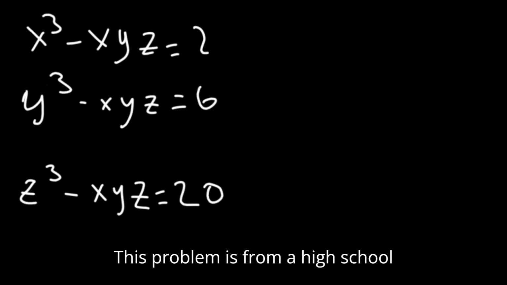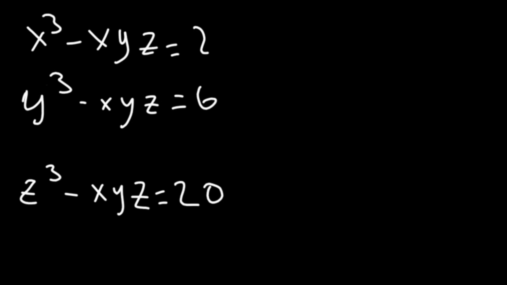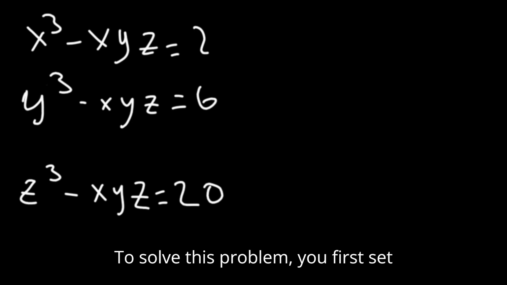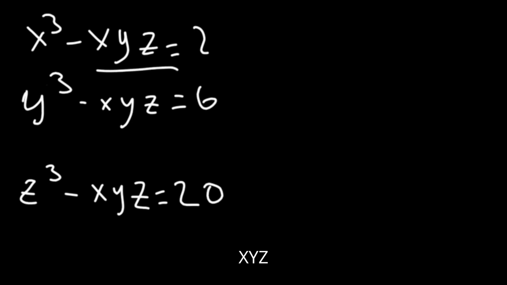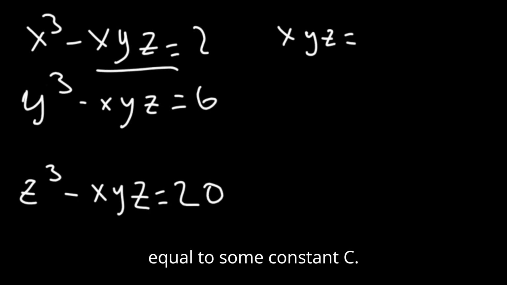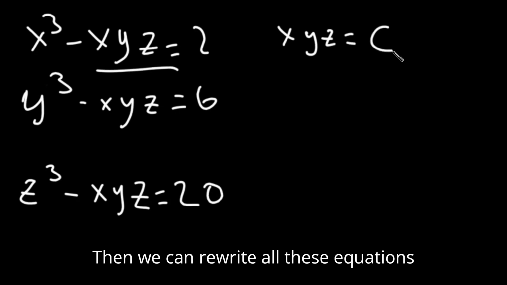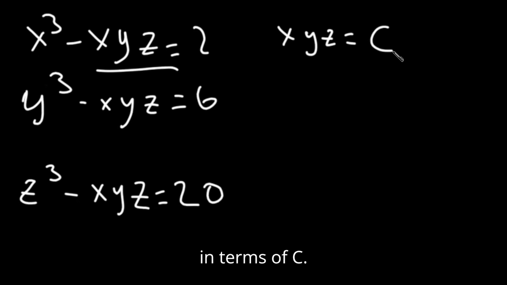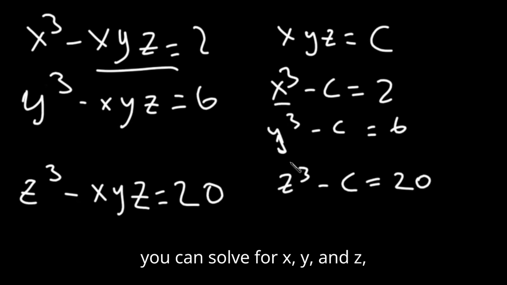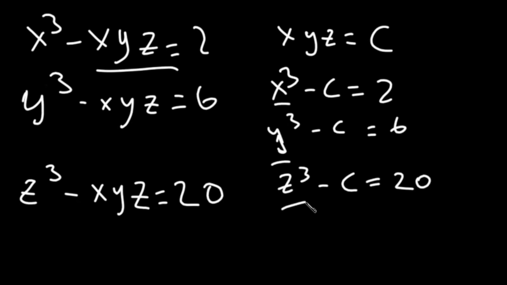This problem is from a high school competition called the AIME. To solve this problem, you first set xyz equal to some constant c. Then, we can rewrite all these equations in terms of c. Now, you can solve for x, y, and z respectively.